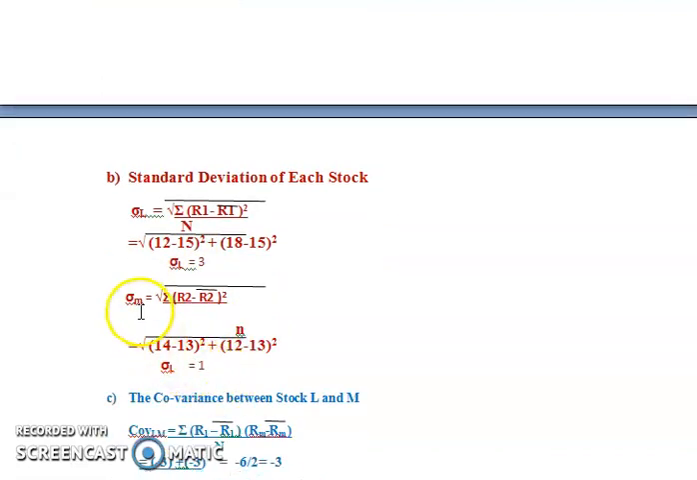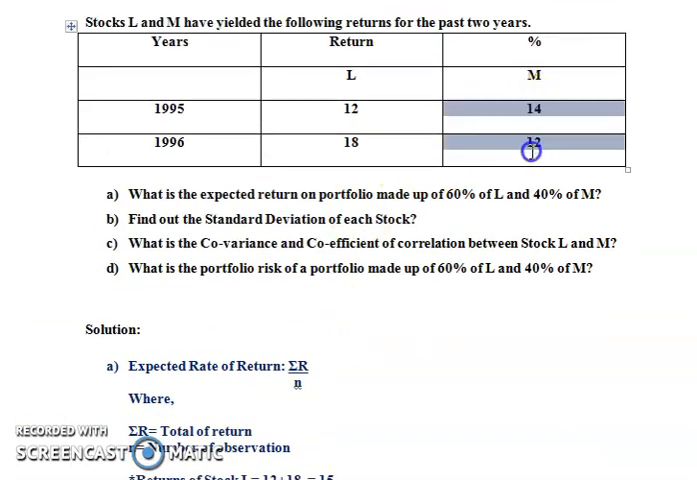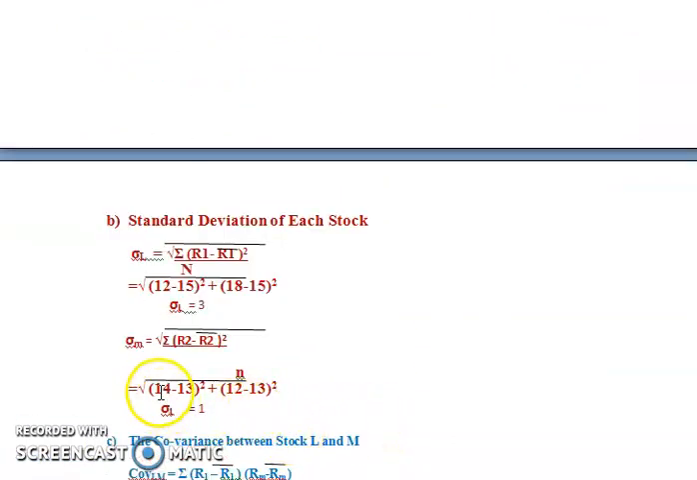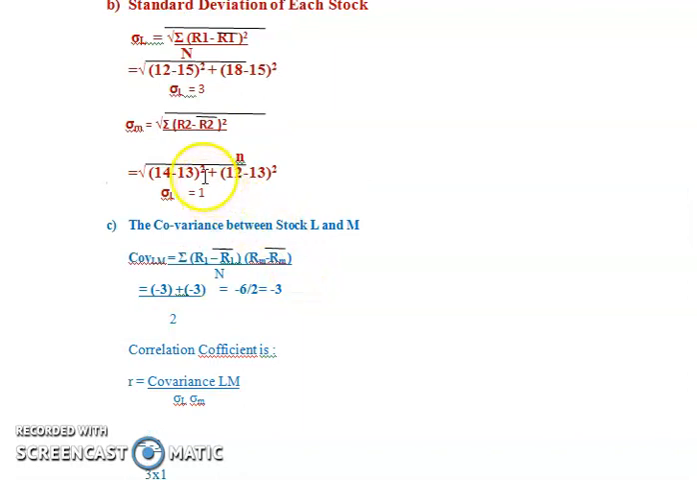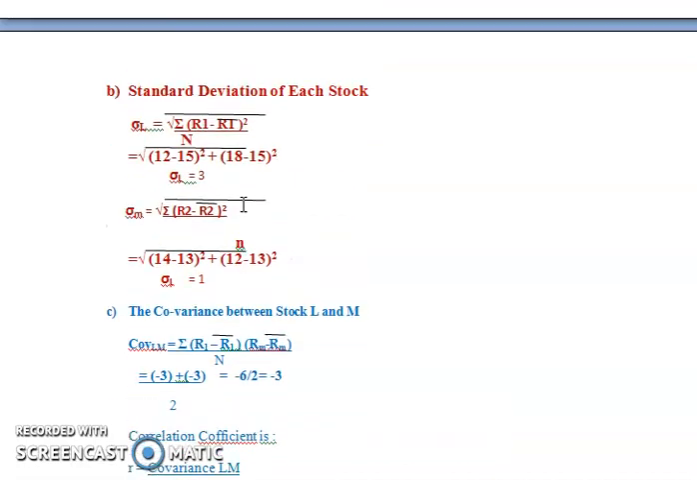Now like that, we have to calculate the standard deviation of stock M. We calculate the square root of summation of R2 minus R bar 2 whole square divided by N. Because of the font, N came here, but we have to write it below. Now the square root of 14 minus 13 plus 12 minus 13. 14 as well as 12 we take here, and 13 we take from this value. If we divide it by 2, the answer is standard deviation of M equal to 1. We have calculated the standard deviation of each stock: 3 for stock L and 1 for stock M.